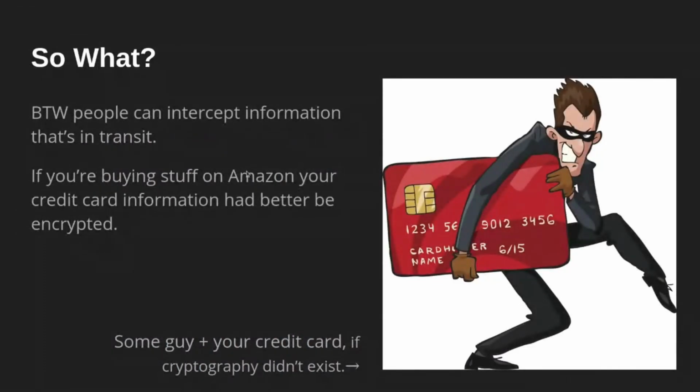So you might be wondering, so what? Why do we care about encryption? Well, the thing about the internet and communication between computers is that people can eavesdrop on what we're saying. They can intercept information that's in transit. So if you're buying stuff on Amazon and your credit card is being passed around, the information had better be encrypted, or else your credit card might end up something like this.